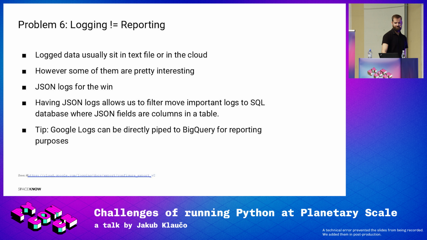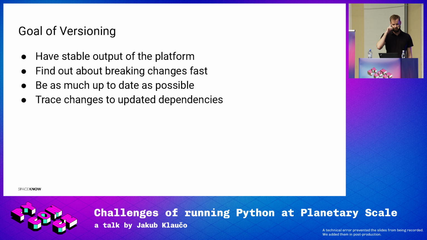So that brings me to another issue. What is versioning good for? We want to guarantee the stability of the platform and have predictable outputs. We want to find out about breaking changes fast and be able to find the dependency that caused them. And we want to be as up to date as possible, so our dependencies have fixed bugs.